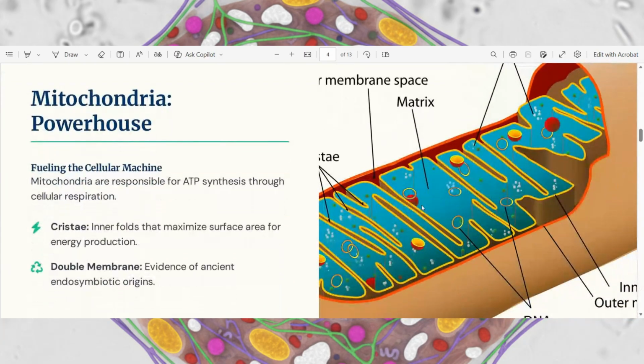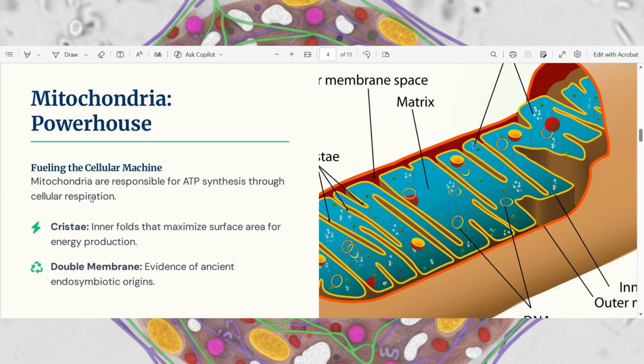Now let's talk about the mitochondria. Now I know all of us in high school have heard mitochondria is the powerhouse of the cell, but I don't think you understand exactly how important the mitochondria is. Obviously, every cell organelle is important, but mitochondria, whew, it's up there. It's a very unique organelle, right? It's fueling the cellular machine.